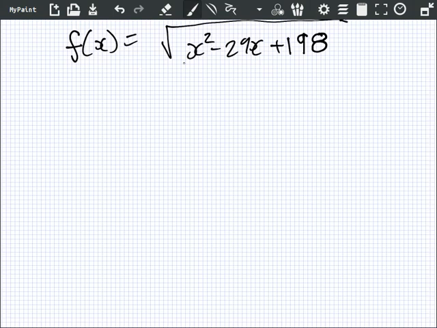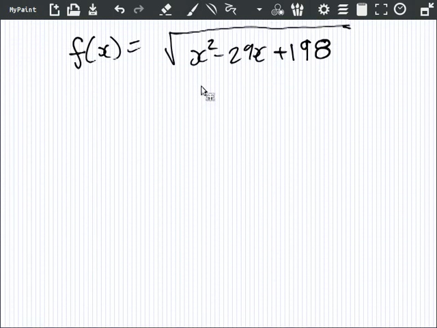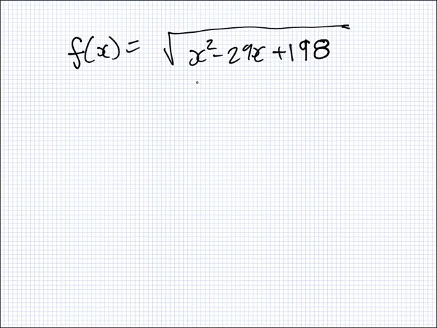Yeah. Okay. Right. f(x) equals root x squared minus 29x plus 198. What is the domain? No. Because if I was to sub in a number like minus 100, I wouldn't get an answer. Or maybe I would, I don't know. It could. You have to do something to figure out what the domain is.